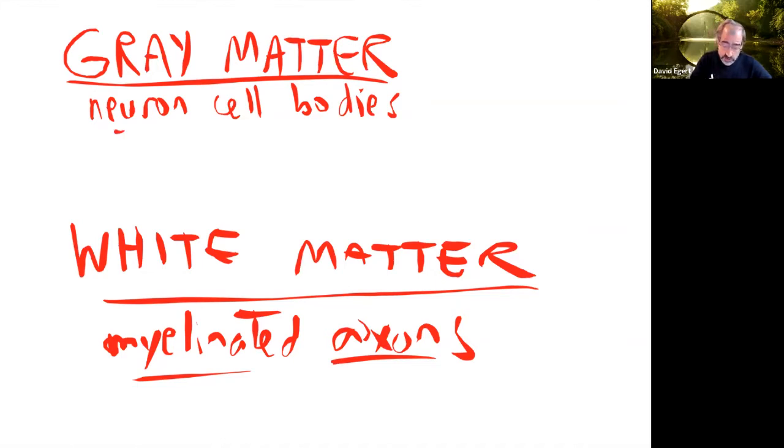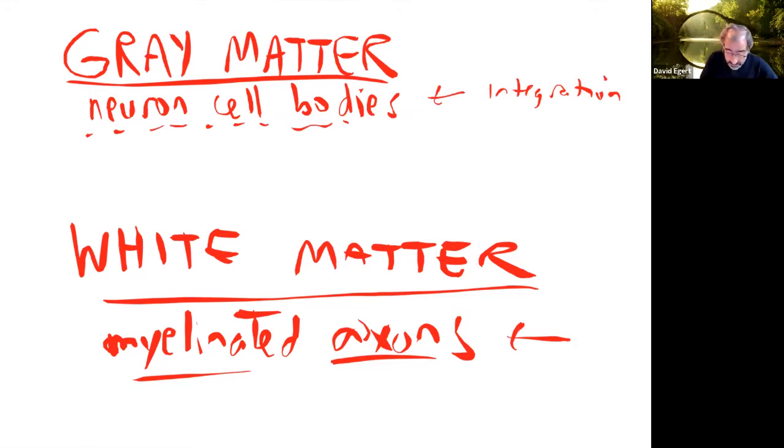Where you have more just neuron cell bodies, these are doing the integration, right? These are the things that are actually processing, whereas the myelinated axons are more carrying messages from one place to another. And for completeness, especially if you've been in anatomy, you'll know gray matter can also be unmyelinated axons, like the little gray commissure in the spinal cord. So there is some gray that is unmyelinated axons, but for our class, don't worry about it at all.